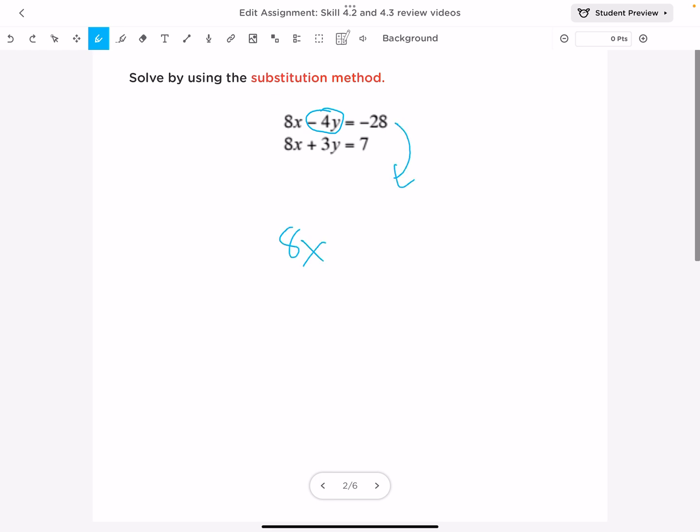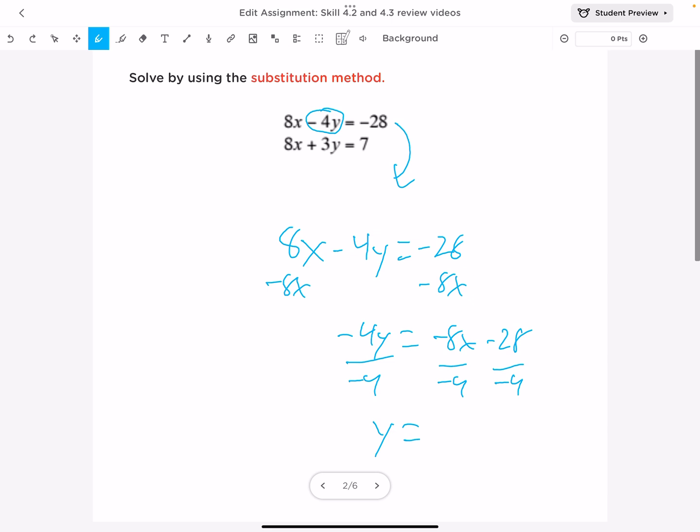And so I'm just going to rewrite this down below. 8x minus 4y is equal to -28. Subtract 8x and subtract 8x. -4y is equal to -8x minus 28. Divide by -4, divide by -4, and divide by -4. And y is equal to 2x plus 7.